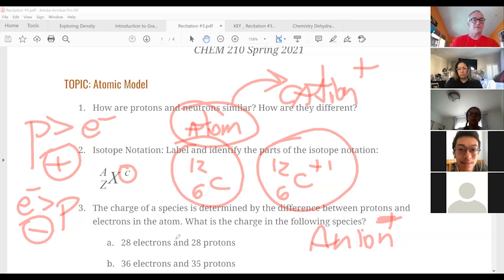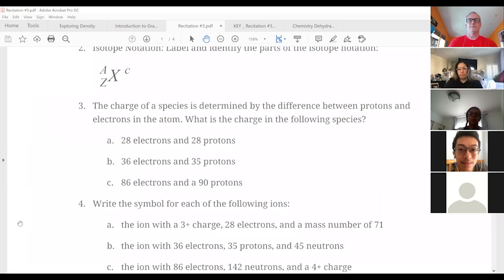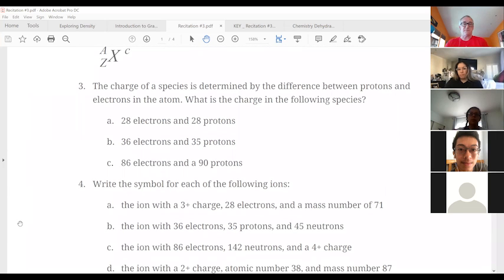So let's have a look at some of these questions here. So as we already just mentioned, the charge of an atom is determined by the relative difference between protons and electrons. Since neutrons don't have a charge, it doesn't really matter how many neutrons you have. They're not going to affect the charge. So what about this first one, 3A? What's going to be the net charge of that atom? No charge. 0. It's going to have a charge of 0.